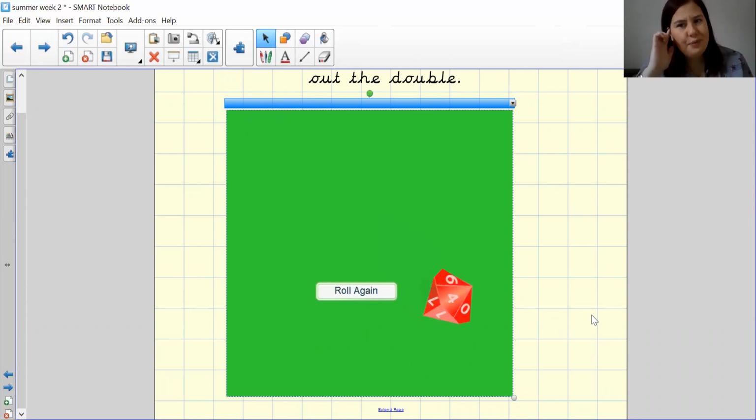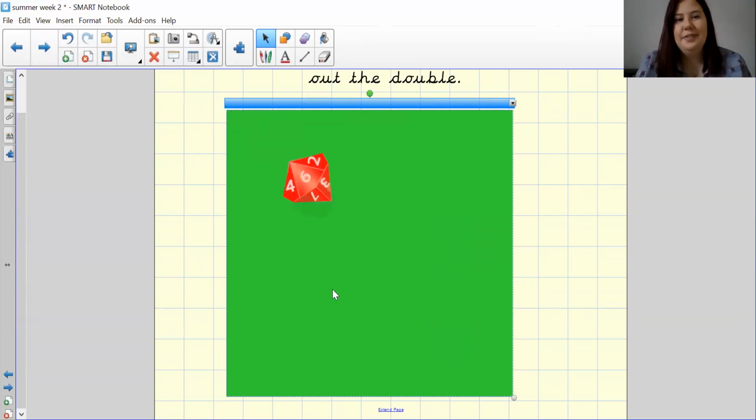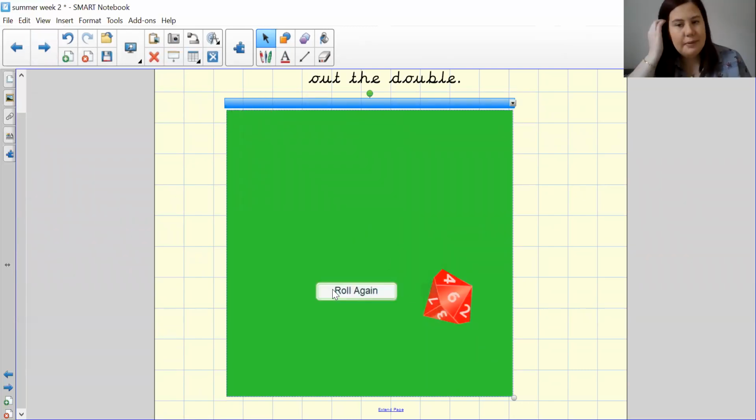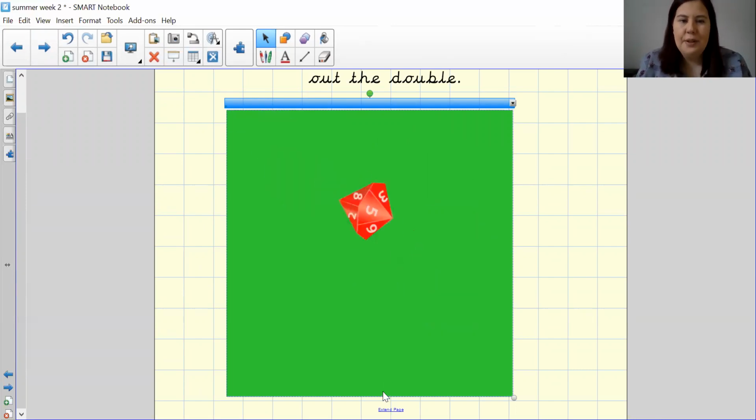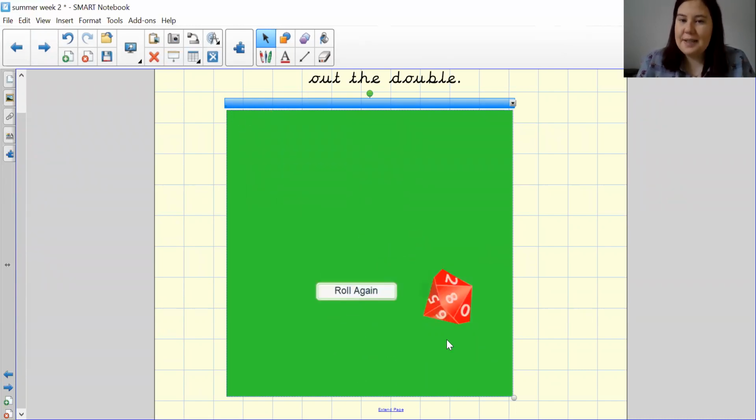Double 4. Well done if you said 8 at home. Double 4 again. Fantastic. Double 6. Well done if you said 12 at home. Double 0. Well, I haven't got anything to double, so it's still 0. Double 5. Well done if you said 10. The same one again. They like number 5. Double 8. Fantastic if you said 16 at home.